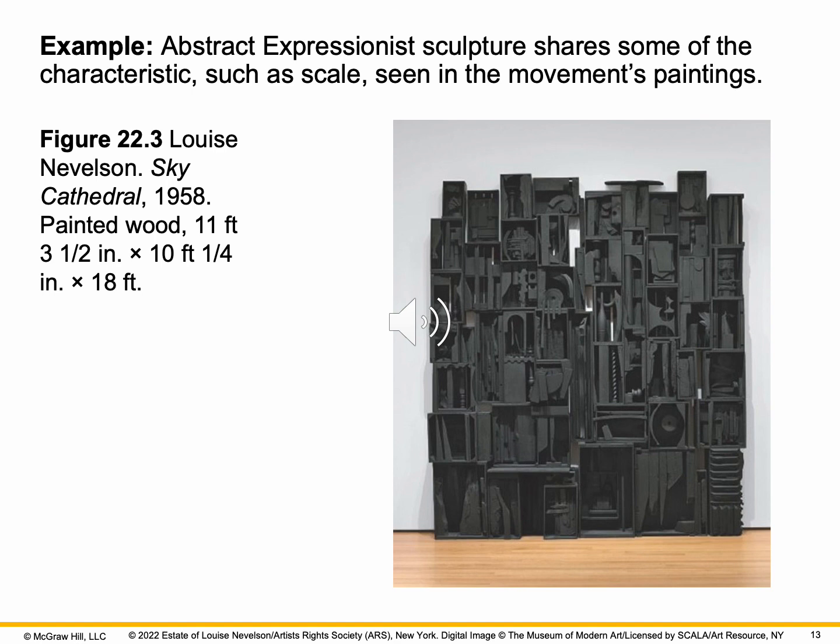Sky Cathedral is made of shallow wooden boxes filled with bits of scavenged wood, the whole painted black. At more than 11 feet in height, it shares the abstract expressionist sense of scale. The monochrome paint unifies the diverse elements, emphasizing their abstract, formal qualities over their previous lives, which are now muted.